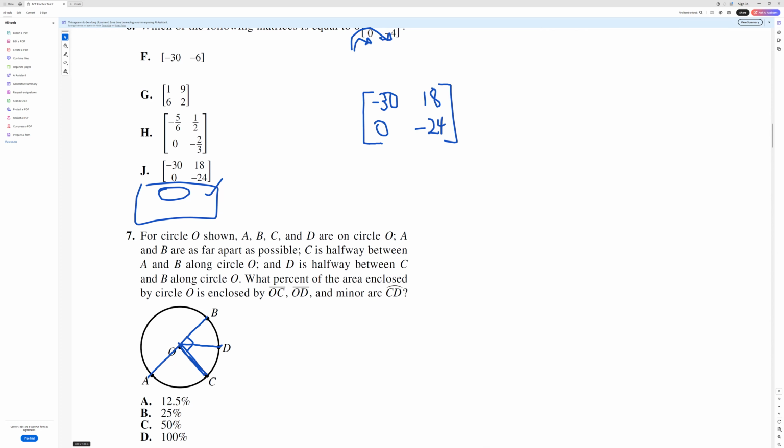What percent of the area enclosed by circle O is enclosed by OC, OD? And so I'm doing the percent, okay. So basically, I see what my mistake was. The whole circle is 100%, right? So if we take this side, that would be 25%.